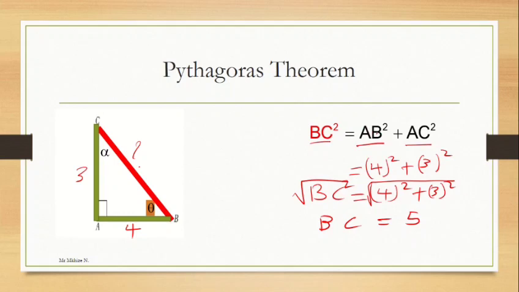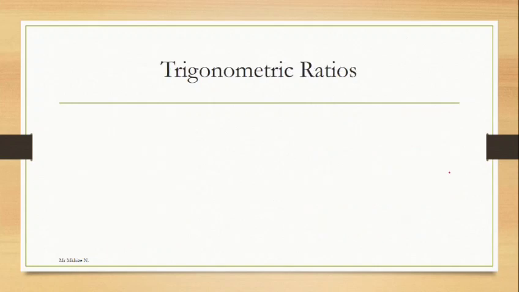And because it has 3 sides, you need to at least know 2 so that you can find the third side. Then if you move on to trig ratios, now we said trig ratios are useful when you are moving between sides and angles.